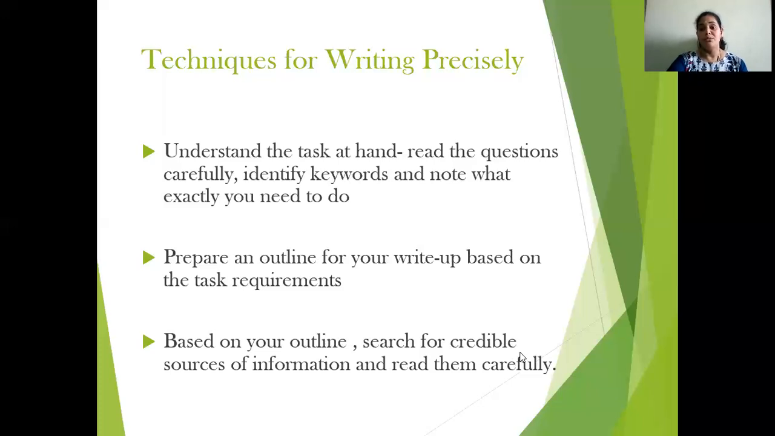Now, based on that outline, search for credible sources of information and read them quickly. For example, your teacher told you to write an article of around 200 to 300 words. You're not very familiar with the topic, but you still have an idea. You have jotted down some points, but you need more notes to improve or extend your ideas. So for that, we need to pick up some sources. We have two kinds of sources, called primary sources and secondary sources.